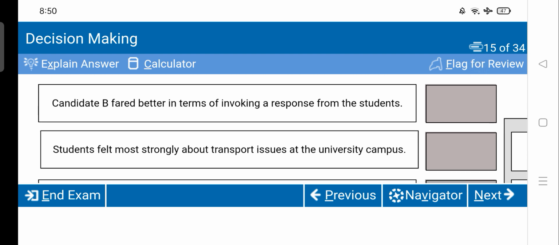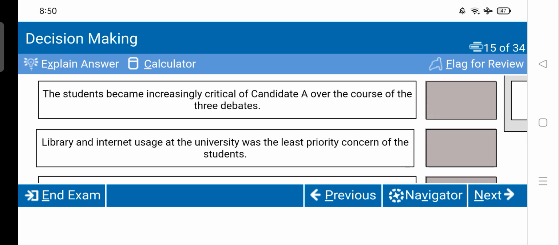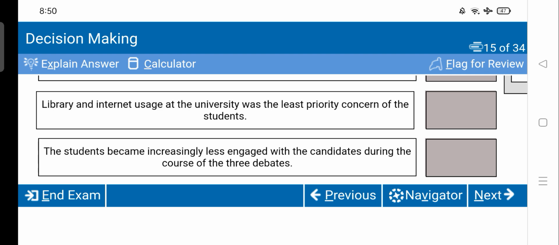The first conclusion: candidate B fared better in terms of invoking a response from the students. Second conclusion: students felt more strongly about transport issues at the university campus. The third one says that the students became increasingly critical of candidate A over the course of the 3 debates. The fourth one says library and internet usage at the university was the least priority concern of the students. The fifth one says the students became increasingly less engaged with the candidates during the course of the 3 debates.